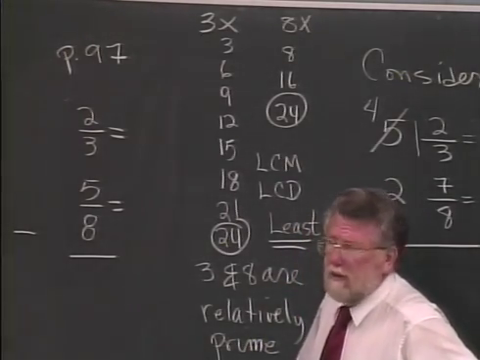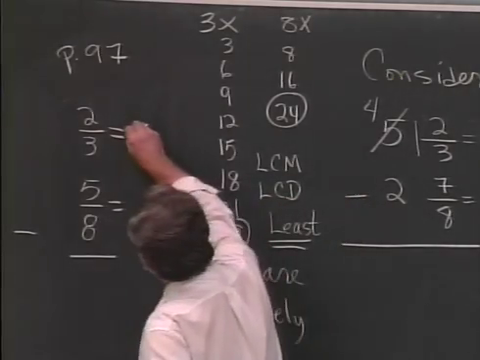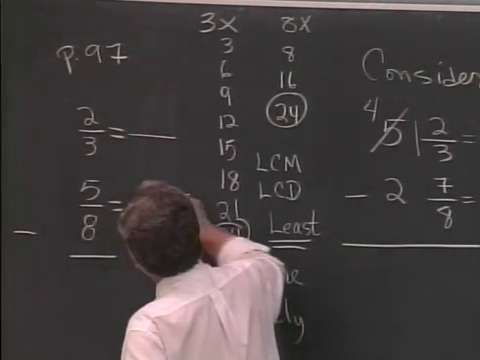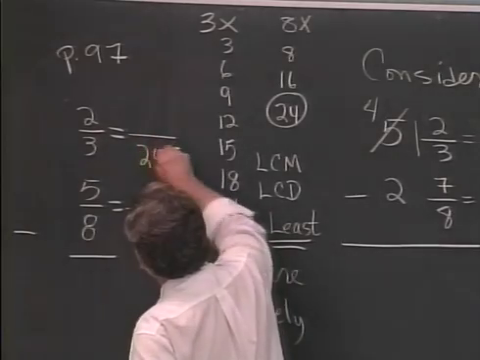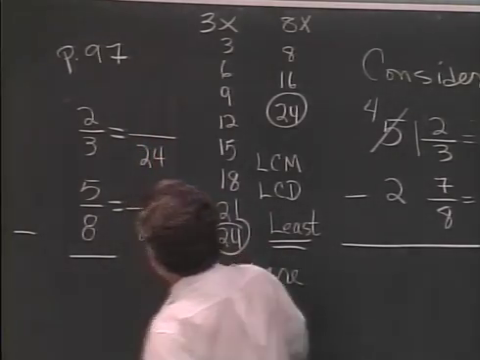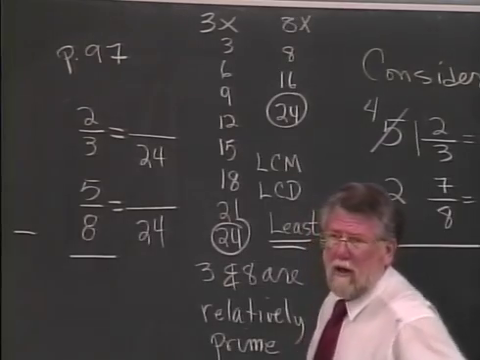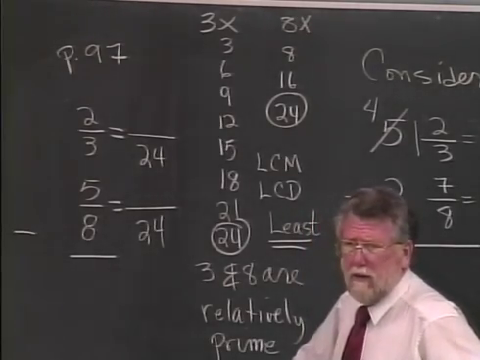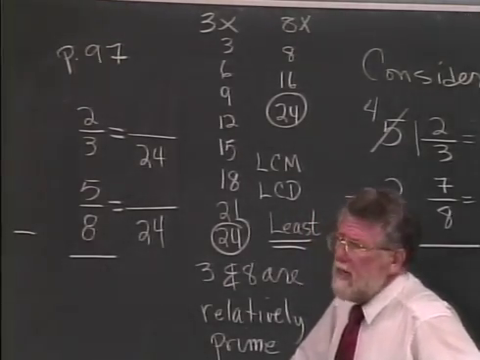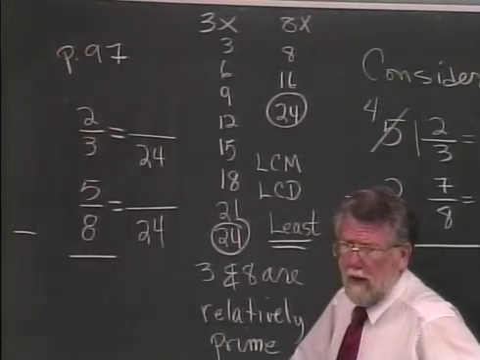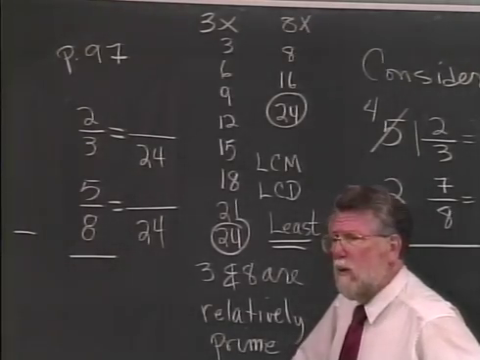Now what I want to do is change each of these denominators to a new denominator, and that new denominator is the 24. Now I make a comment here that we talked about earlier. 3 and 8 are relatively prime. Do you remember what that meant?